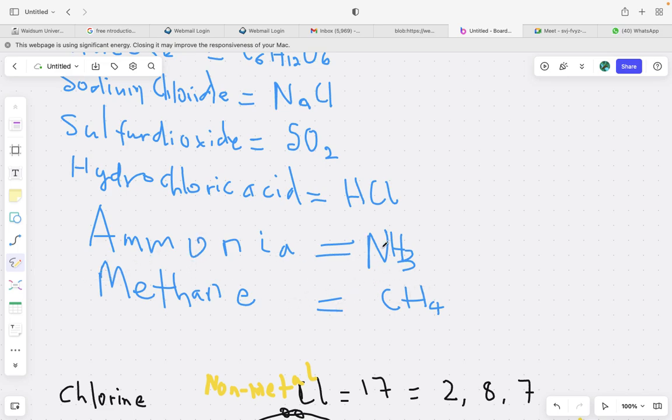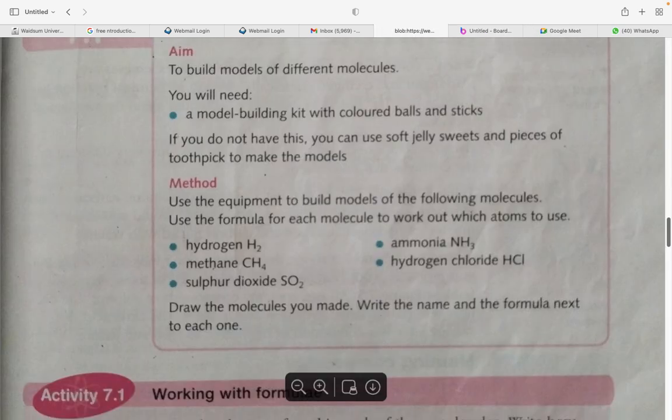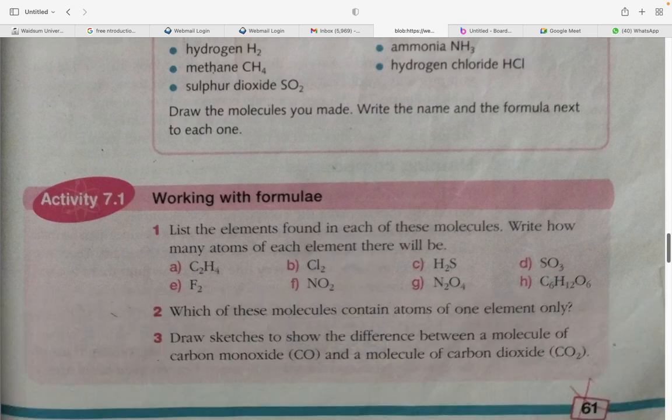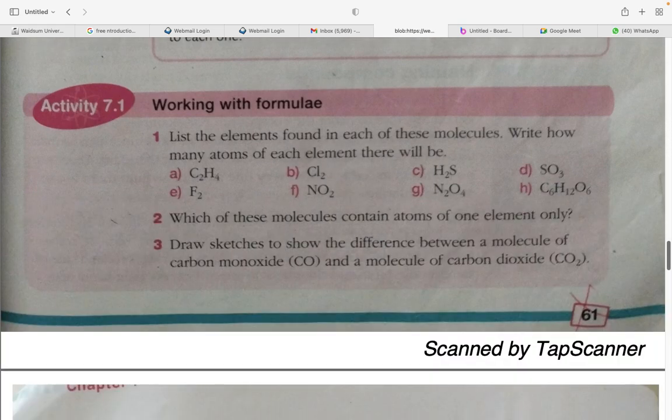This is one molecule. All of them we've written are just one molecule. So if you want more molecules, you put a number in front of it. Is that okay? Okay, so let's move on. Here are some questions. It says list the elements found in each of these molecules, and how many atoms of each of the elements there are. So which elements are here?